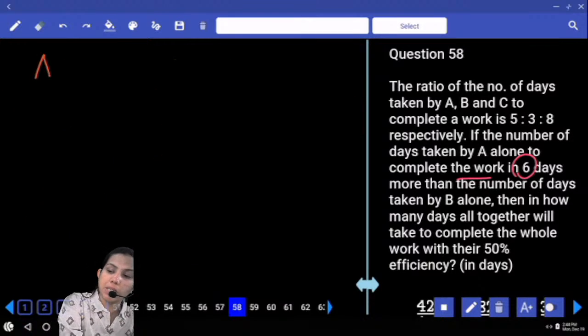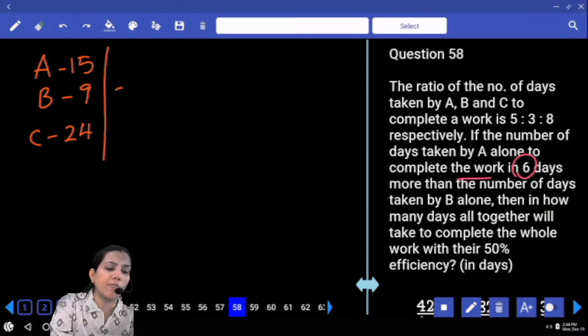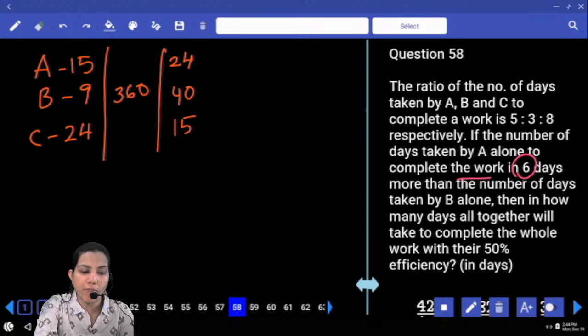Then A time is equal to 15 and B time is equal to 9 and C time is equal to 24. LCM of 15, 9 and 24 is equal to 360. It is exactly how many times? 15, 24 times, and 9 exactly 40 times, and 24 exactly 15 times. 24 15s are 360. Next.